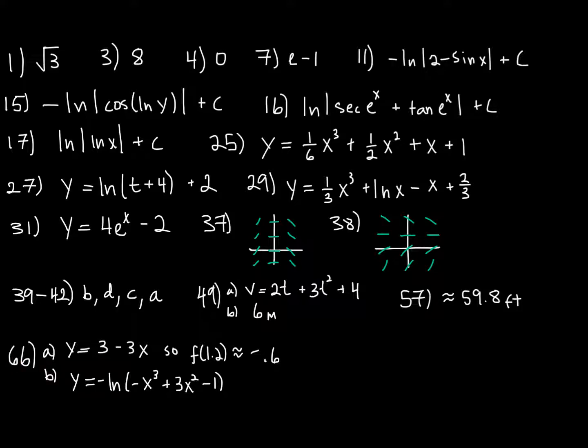Number 66, Part A, is something that we've done already on those AP free response questions, finding a line tangent to a curve at a given point and using that line to approximate the function at some other point a little bit down the road.